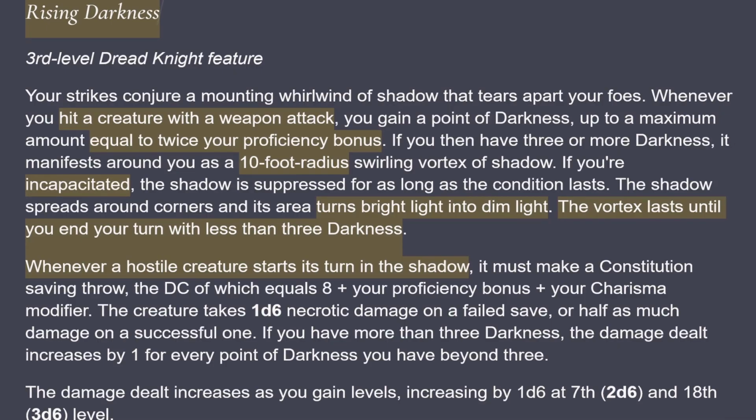Your strikes conjure a mounting whirlwind of shadows that tears apart your foes. I guess that's your flavor in terms of enveloping your weapons in shadow, but it says whenever you hit a creature with a weapon attack, you gain a point of darkness, essentially darkness points, up to a maximum amount equal to twice your proficiency bonus. And I think this alone is an elegant piece of design because it's nice and simple.